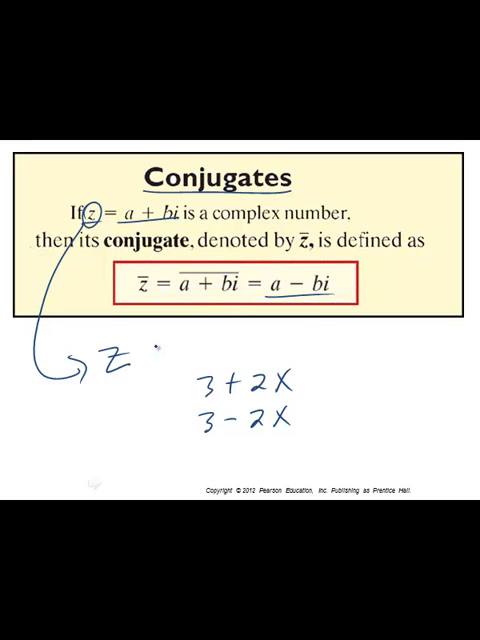Just like we oftentimes will use x as our generic variable or generic real number, well, z plays that same role but for complex numbers. So when you use z in the complex sense, that just means some complex number. And we oftentimes will use a as our real part and b as our imaginary part.